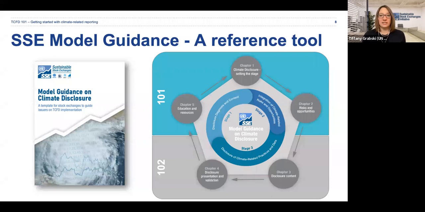Today we're going to focus specifically on chapters one and two. Chapter one of the model guidance looks at setting the stage for climate disclosure. As we mentioned, what is the reporting landscape? What is the regulation? Why are we trying to move forward on these topics? And then chapter two digs deep into those risks and opportunities. What are these risks and opportunities related to climate? In our 102 session, we'll dig deeper into chapters three and four. So at the end of the session, if you'd like to review, I highly recommend reviewing chapters one and two of the SSE model guidance.